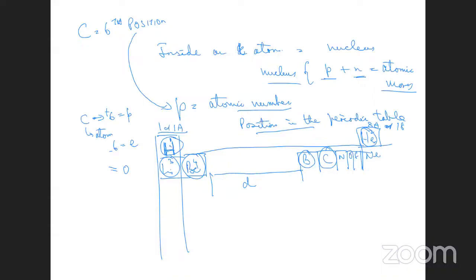Then when it comes to the neutrons, we have to see the mass, because we have to know the atomic mass here, right? So if I tell you carbon's atomic mass is 12, then we already know there are 6 protons. Then neutrons should be 12 minus 6, to get 6 neutrons. That's how we do the calculation.